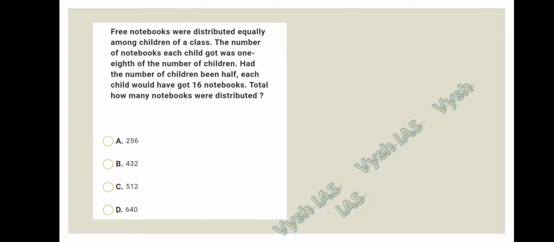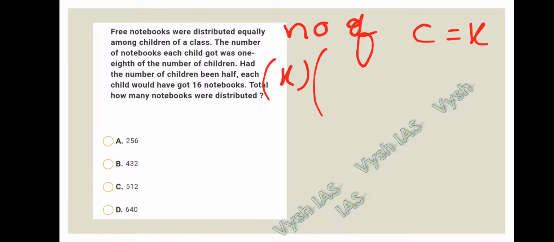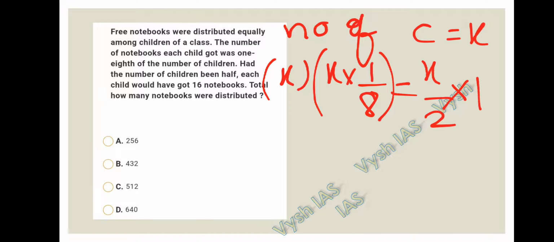So, if you solve this question, let's take the total number of children as x. They have given the number of books per child as 1/8 of x. So the total books distributed are x into x by 8. So if the number of children becomes half, each student gets 16 books. So the total number of books remains the same. That's why I have equated the equations.